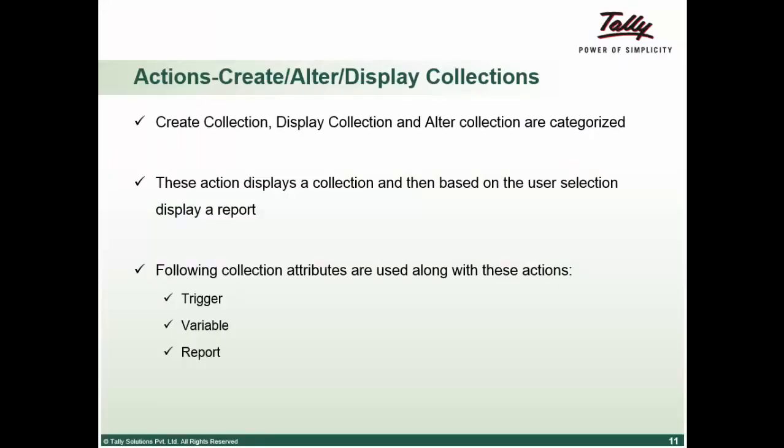In fact, all the reports that we have in Tally use this capability. You go to Accounts Info, Ledgers, Display. When you click on Display, first it gives you the list of ledgers. When you select the ledger, it gives you the output of that particular ledger, right? So that's how it works. And to do that, there are 3 new attributes introduced at collection level. We have trigger, variable and report.